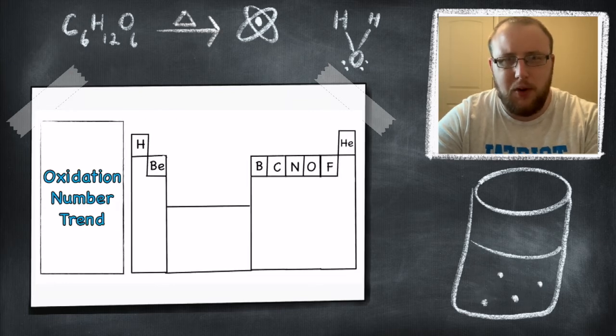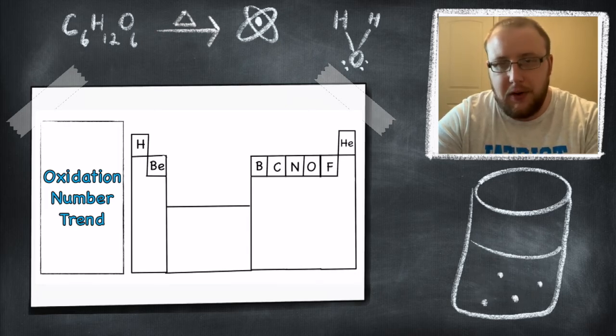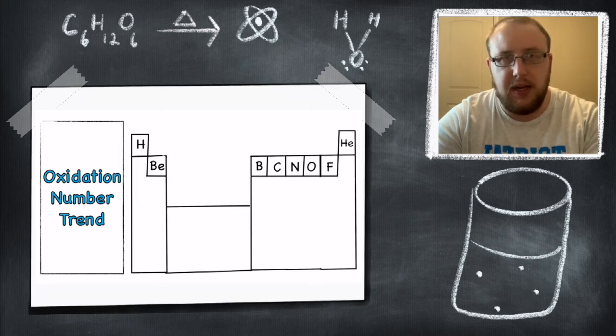One thing I do want to point out before we start is your transition metals have multiple oxidation states, so they're not going to apply to this trend. We'll later learn how to do oxidation numbers for transition metals. But for the sake of this lecture, let's just get the basic trend down first.